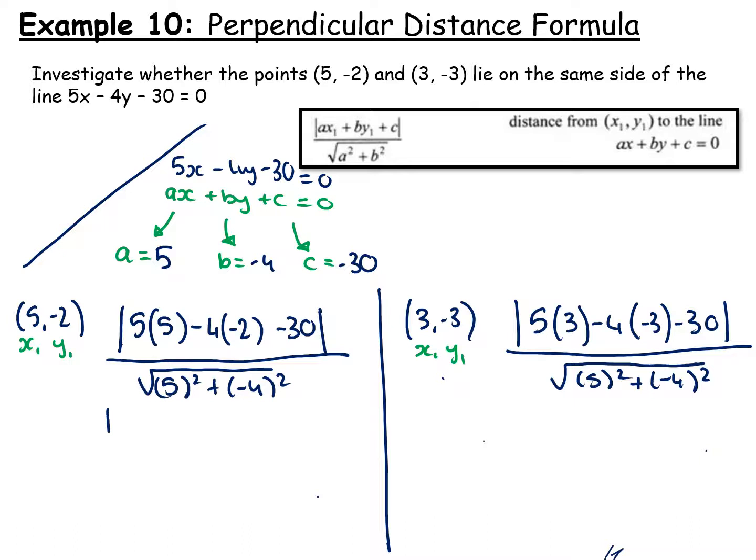So let's tidy this up. We get 25 plus 8 minus 30. So we get the absolute value of 3 all over the square root of 25 plus 16, so square root of 41. On the right hand side here, working with the point 3, minus 3, we get 15 plus 12 minus 30. So we get minus 3 all over root 41.